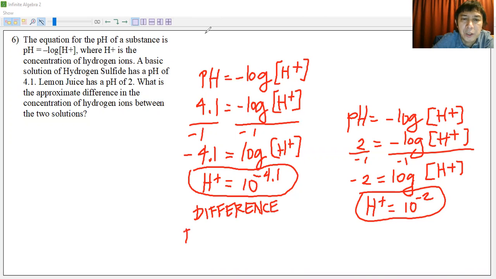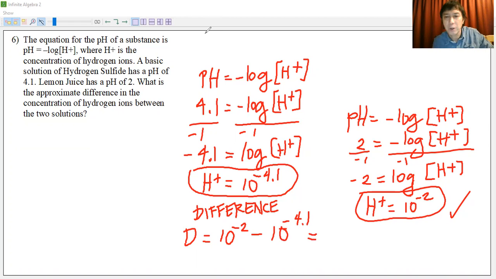So let's call this D, and we shall get the larger minus the smaller. This must be the larger, okay? Because it is less negative in exponent. So that means 10 to the negative 2 minus 10 to the negative 4.1. And we shall get the difference, how much? This will now be 10 raised to negative 2 minus 10 raised to negative 4.1.